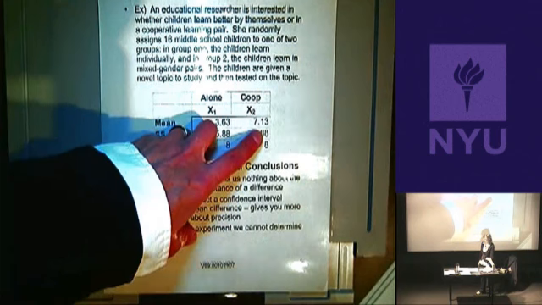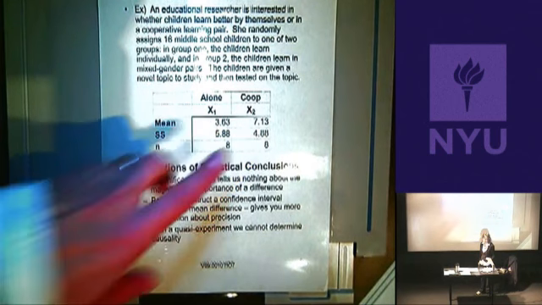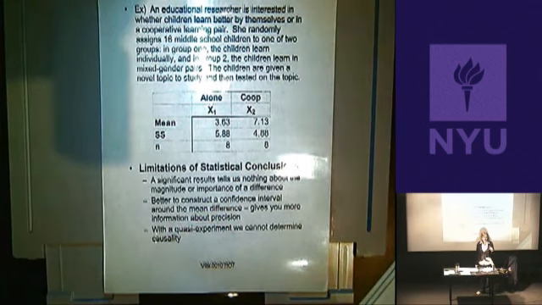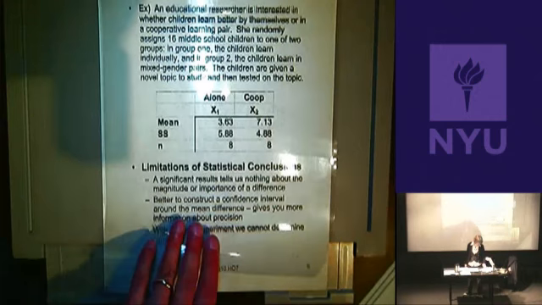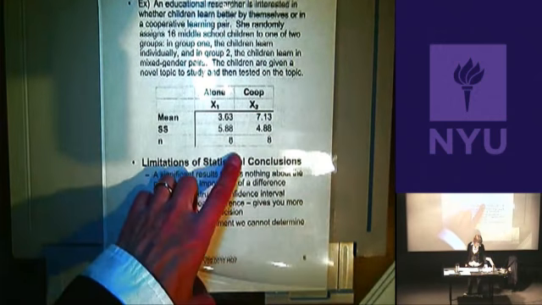Right? The question is whether that difference is just chance or whether it's so rare that we think it was really due to being in a cooperative learning pair. That's really what the question is. Okay? So how do we do this? The first thing we're going to do is, and you notice, what do I give you? I give you sums of squares, and I give you your sample sizes.